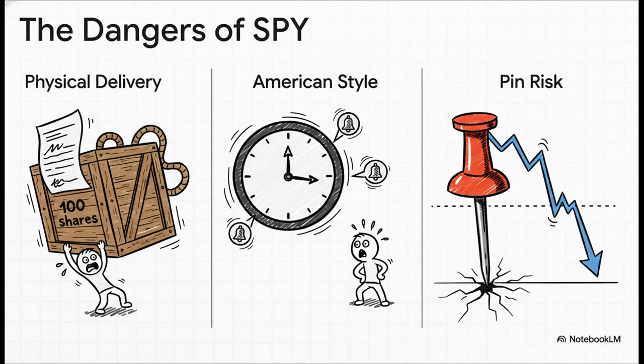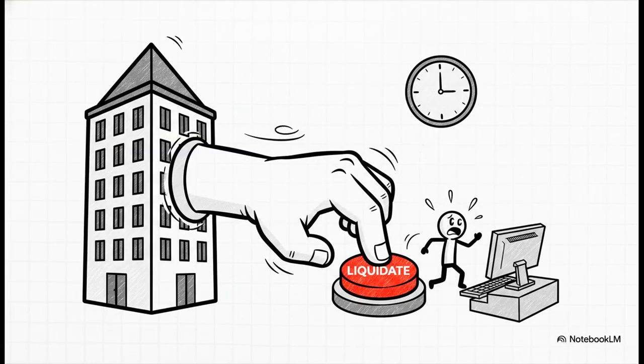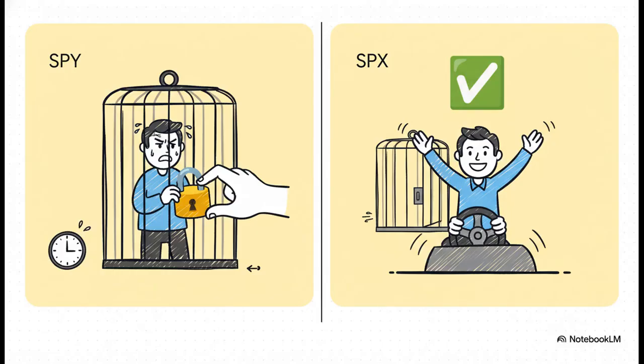And because it's American style, you can get assigned those shares at any time during the day, not just at the close. Now, because of that delivery risk, something else happens. Something that catches almost every new trader completely by surprise. It's a little phenomenon I call the broker panic. See, your broker knows you probably don't have 50 grand sitting around to pay for those 100 shares, so to protect themselves, they panic. Around 3:30 p.m.